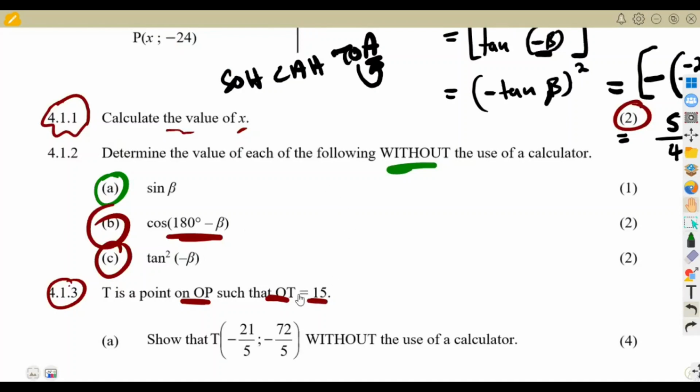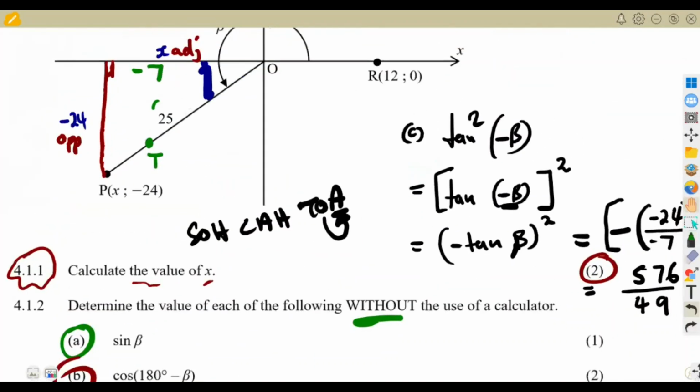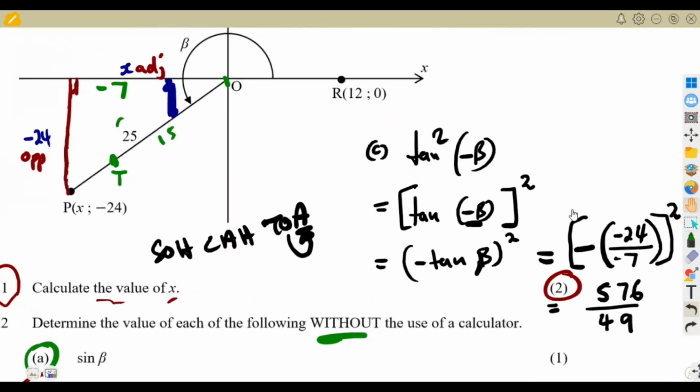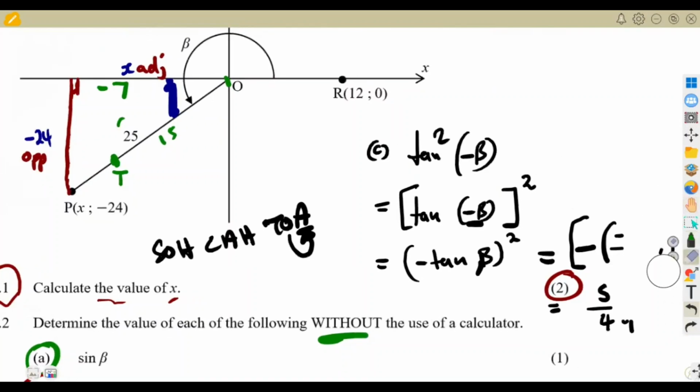But what did they do here? They just gave us the length of OT. If you're given OT is 15, you are given the length from point O to point T. Now it's 15 units. Remember, the whole of OP was 25. So now we are no longer using 25. We are using this length from O to T. They are saying it's 15 units. That is what you're given there.